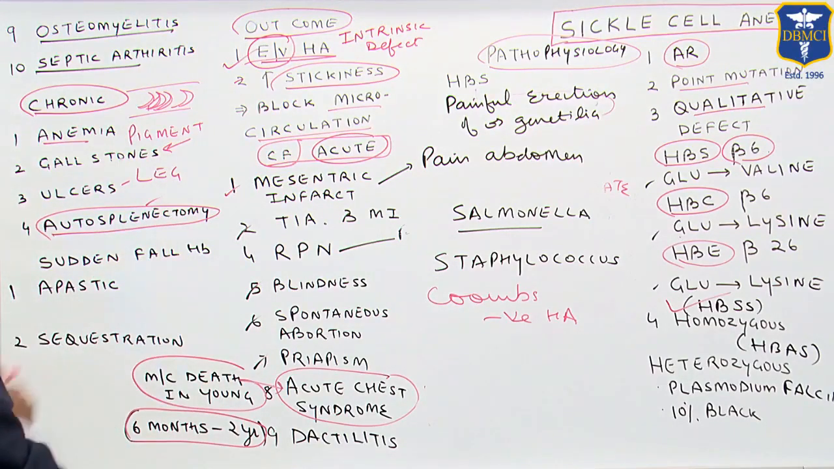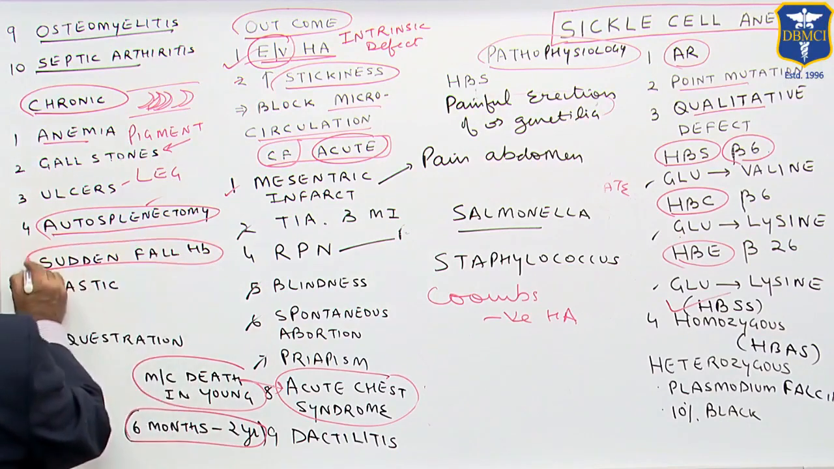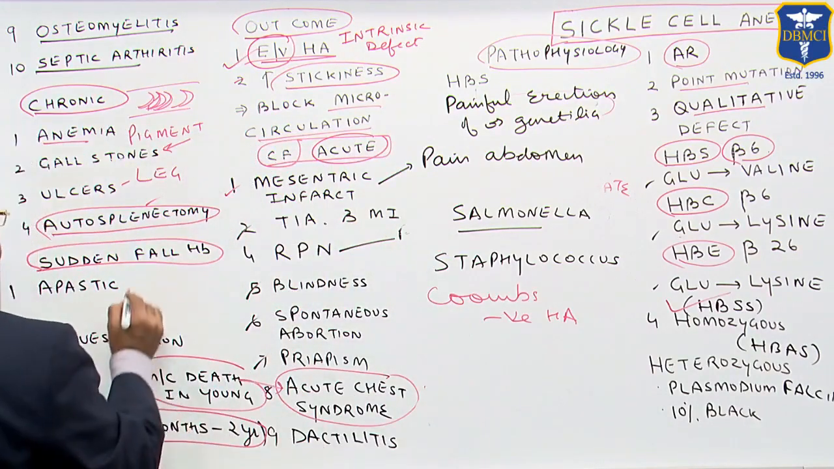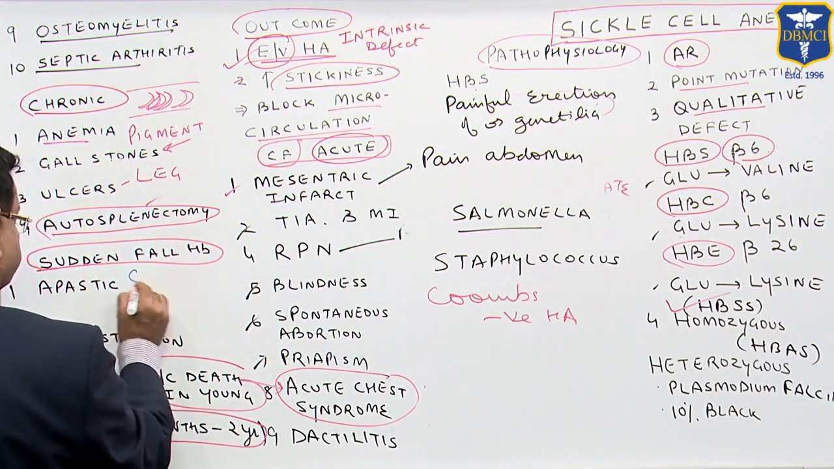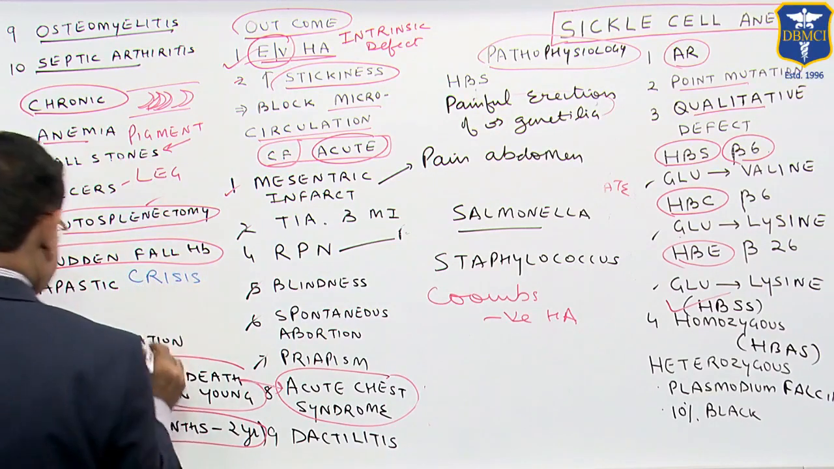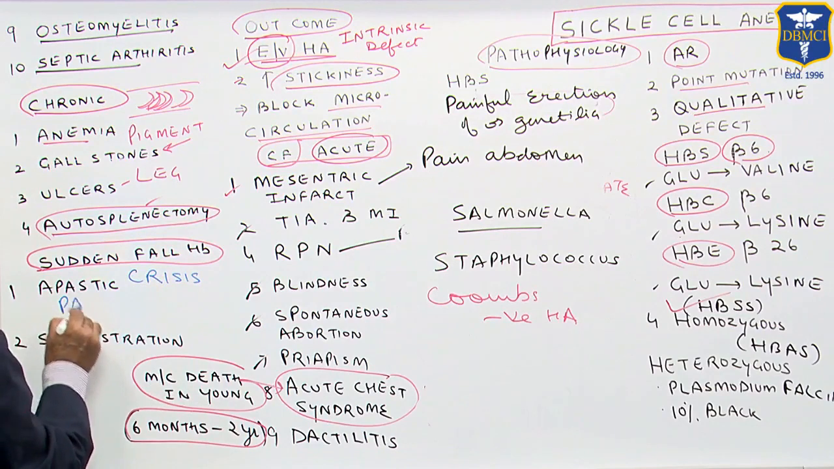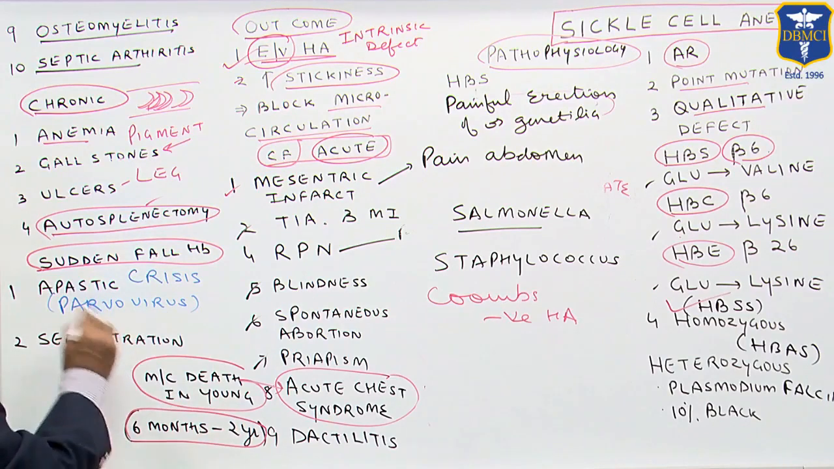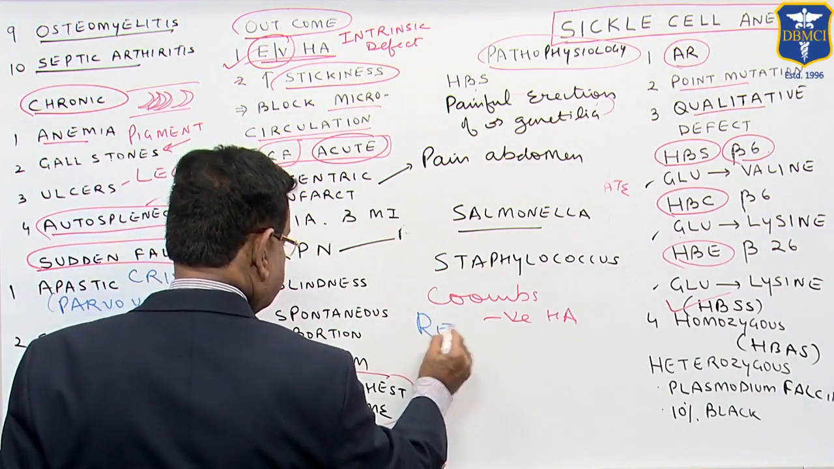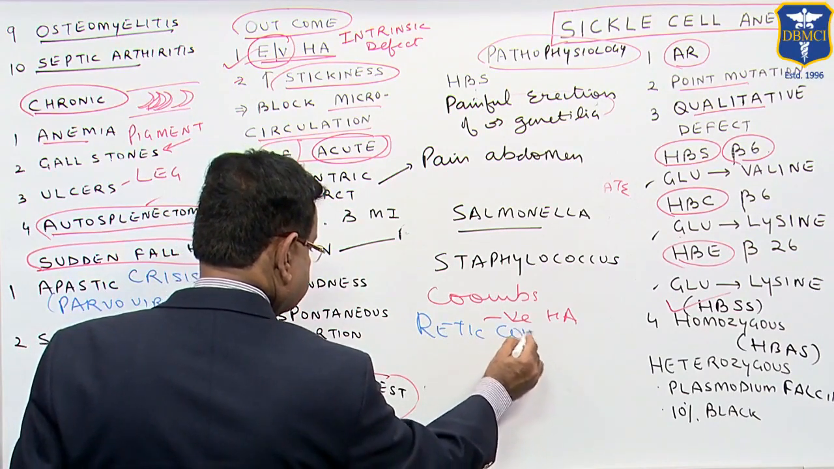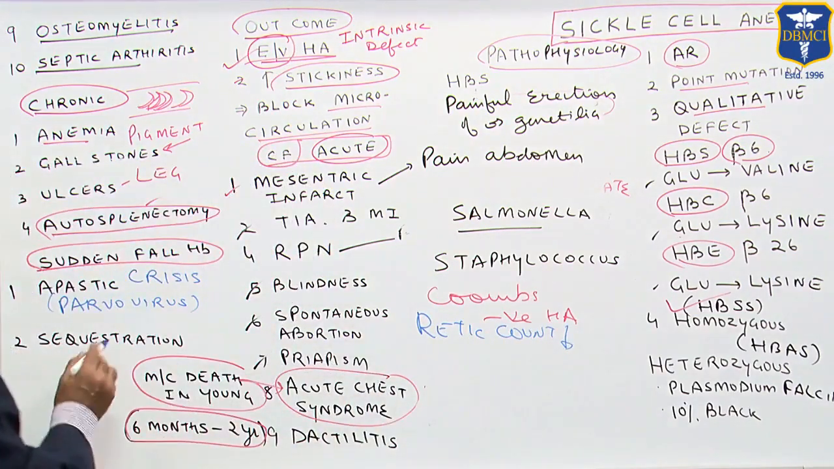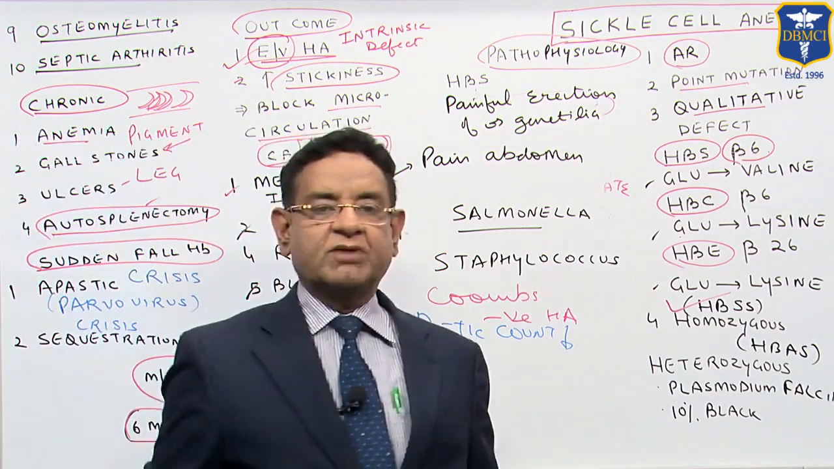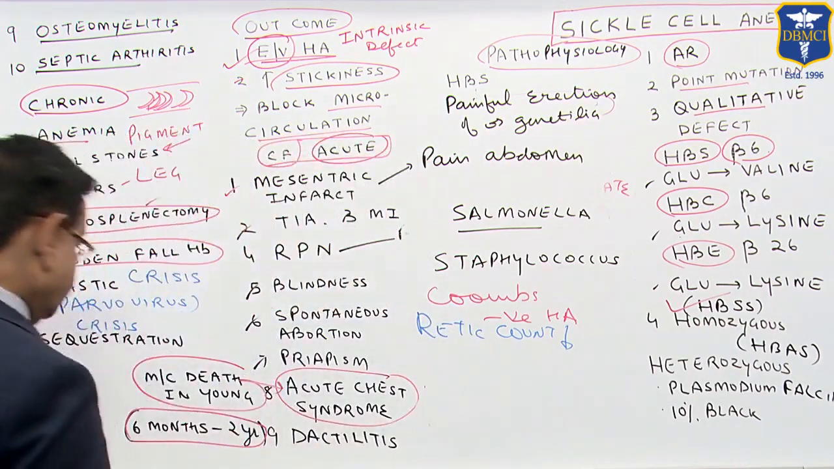Now there are a few conditions where there can be a sudden fall of hemoglobin, and there are two important reasons for that. One is aplastic crisis, and this is very common after parvovirus infection, and in this condition retic count is reduced. Other is sequestration crisis. Here the retic count is normal or increased. Okay.